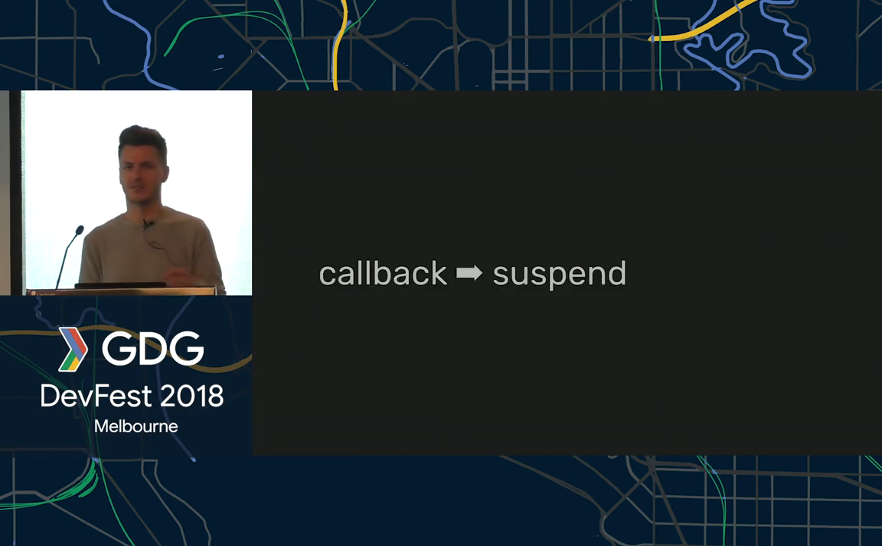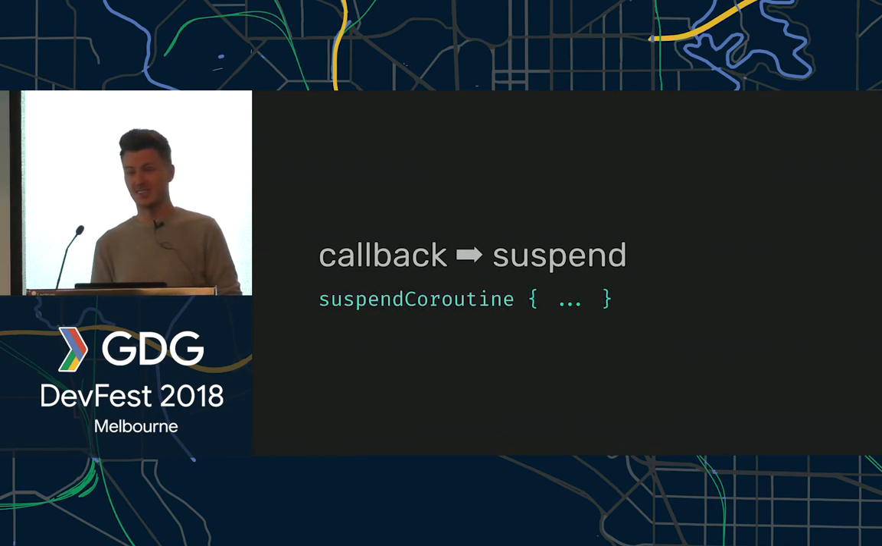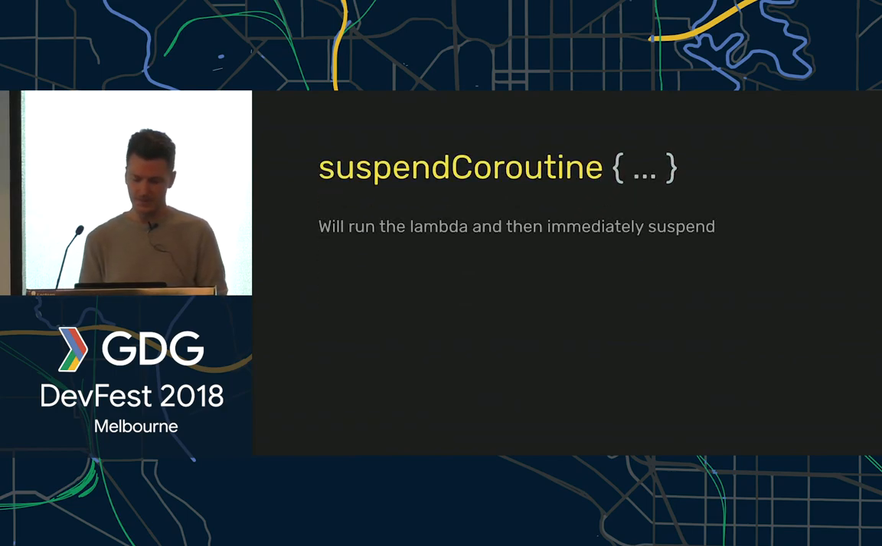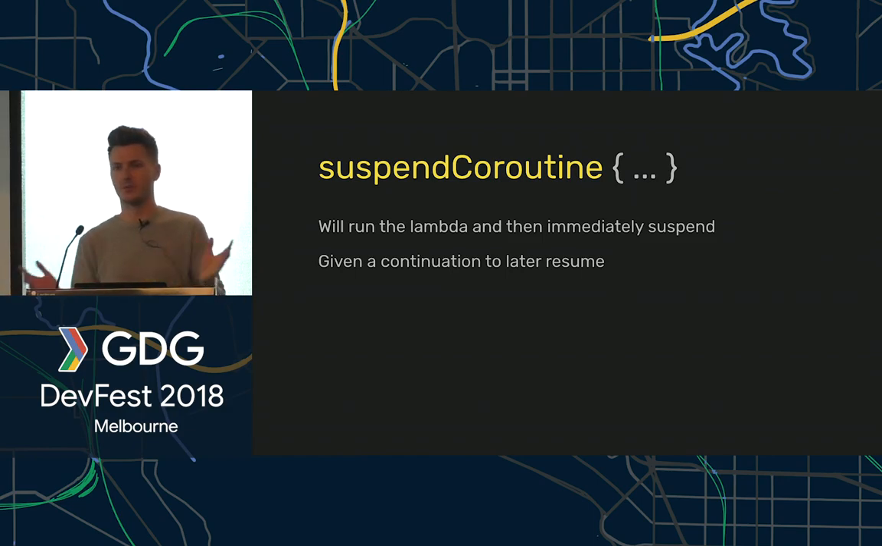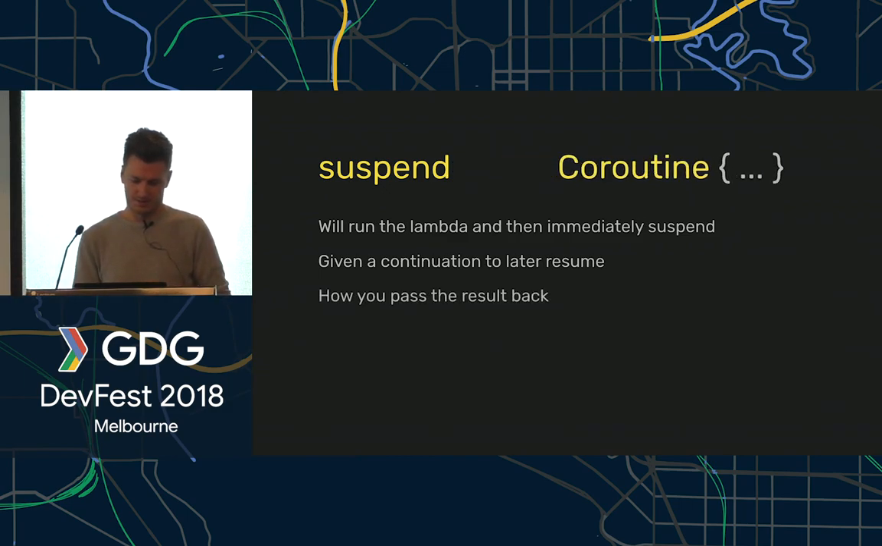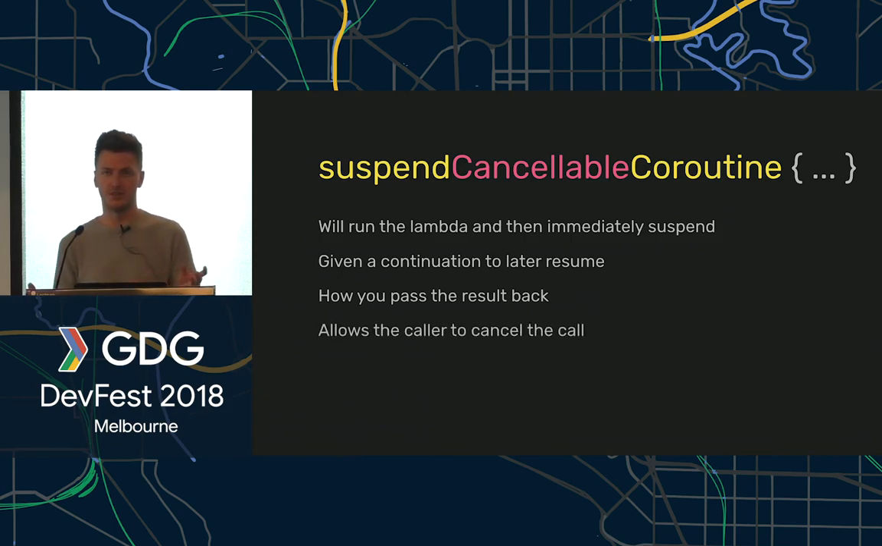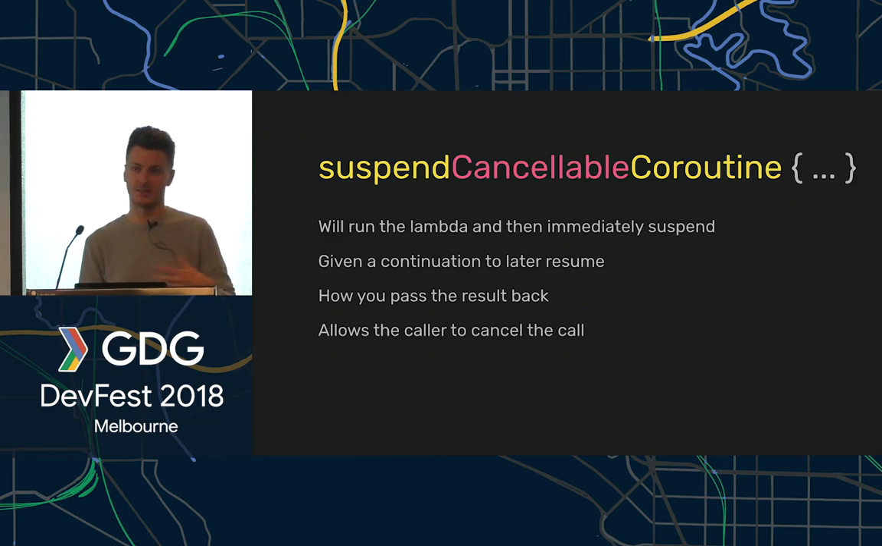What we actually want to do here is convert that callback API into a suspending function. The coroutines library gives you a lot of utility methods to do exactly this. One of them is called suspendCoroutine. It will run the lambda you provide, and then immediately suspend. You are then given a continuation to resume later. Basically it's exactly what we want to convert a callback API into a suspending function. There's a special version called suspendCancellableCoroutine, which just adds cancellation to the mix as well, and allows the caller to actually cancel your call.